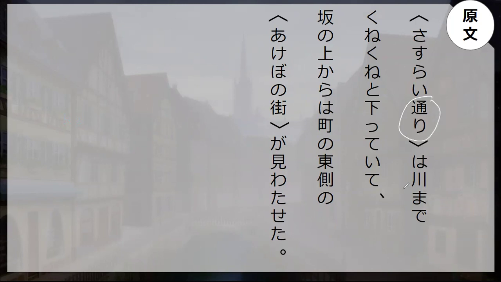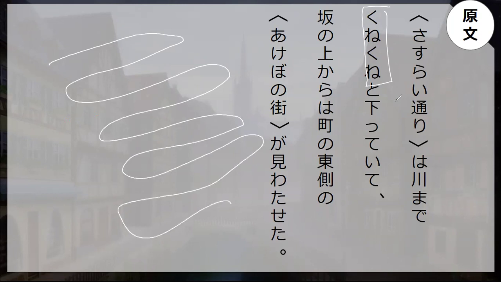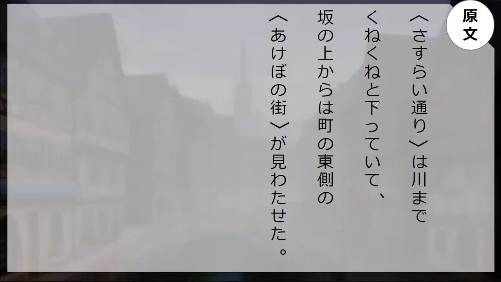Do you know how to read this word for street? Tori. This is dori, and in this case it'd be dori because it's a noun. And do you know what kune kune means? It's a sound effect. Kunekune to sagatte. Sagatte, winding in the downward direction. Perfect. Winding downward. Let's go read the whole sentence then.